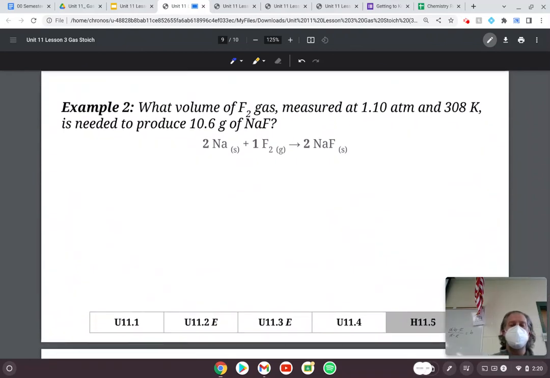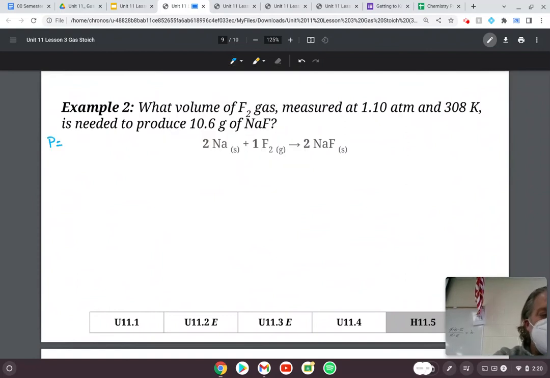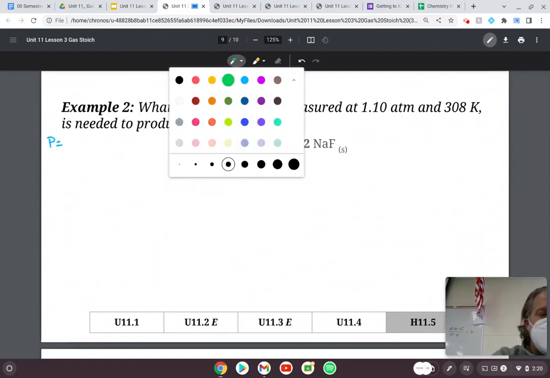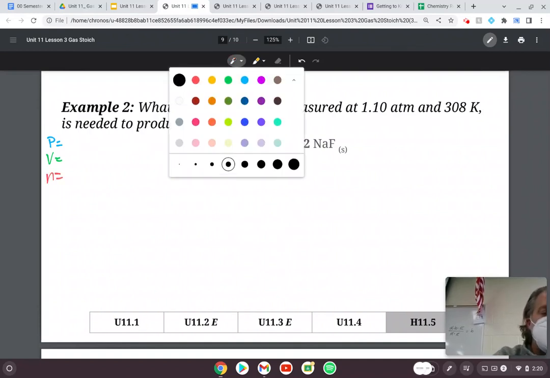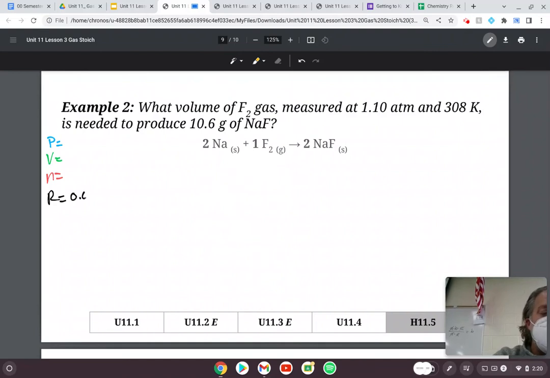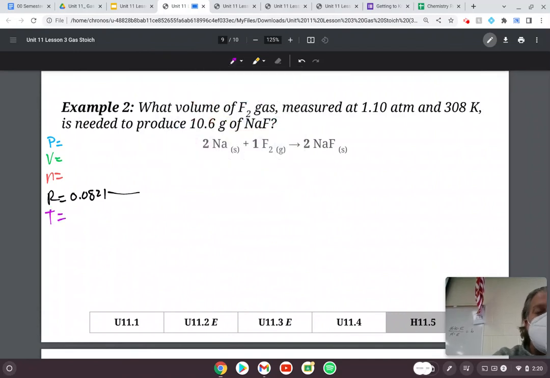In this second problem, I'm going to identify my variables once again. So P, V, N, R, T, and then we're also going to be including mass now in grams.